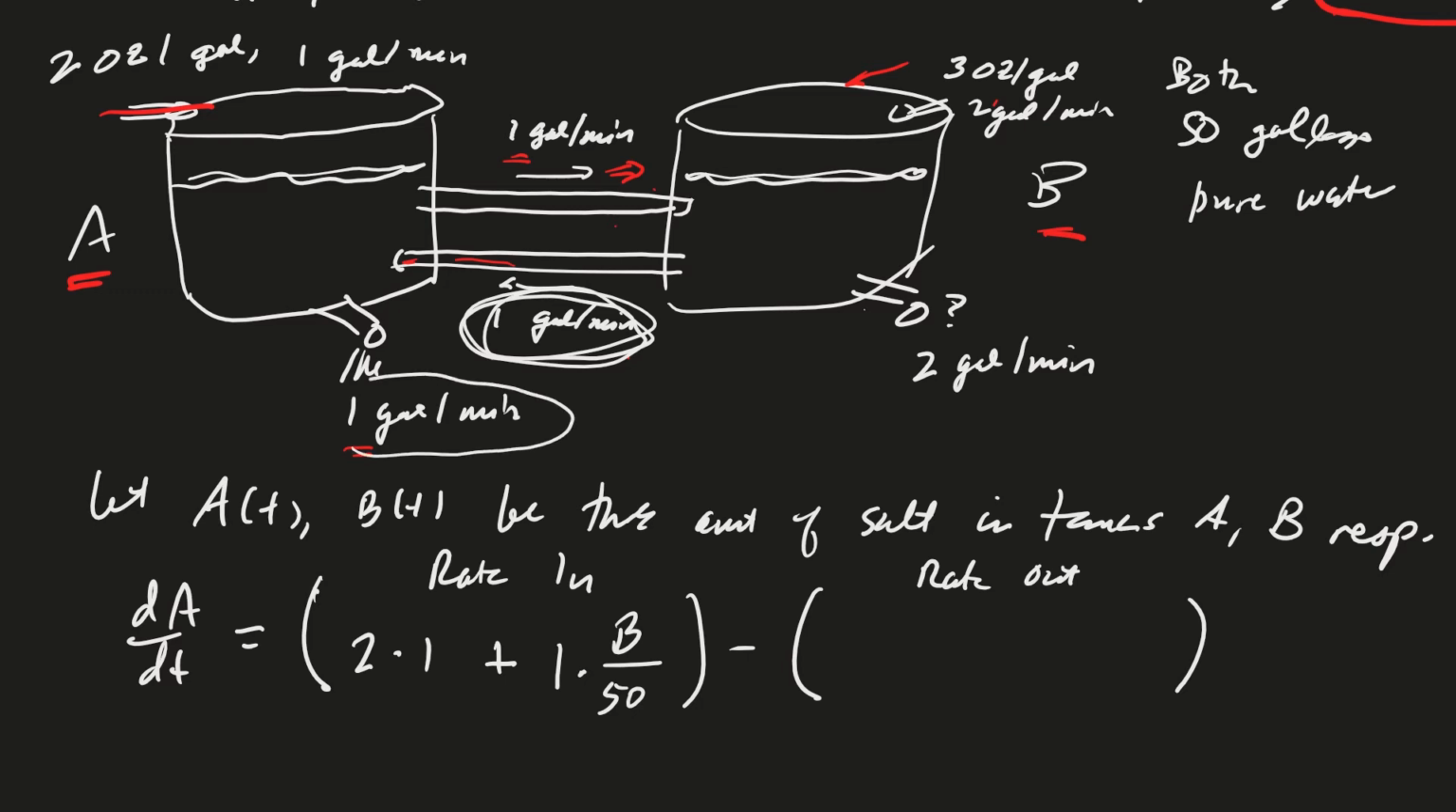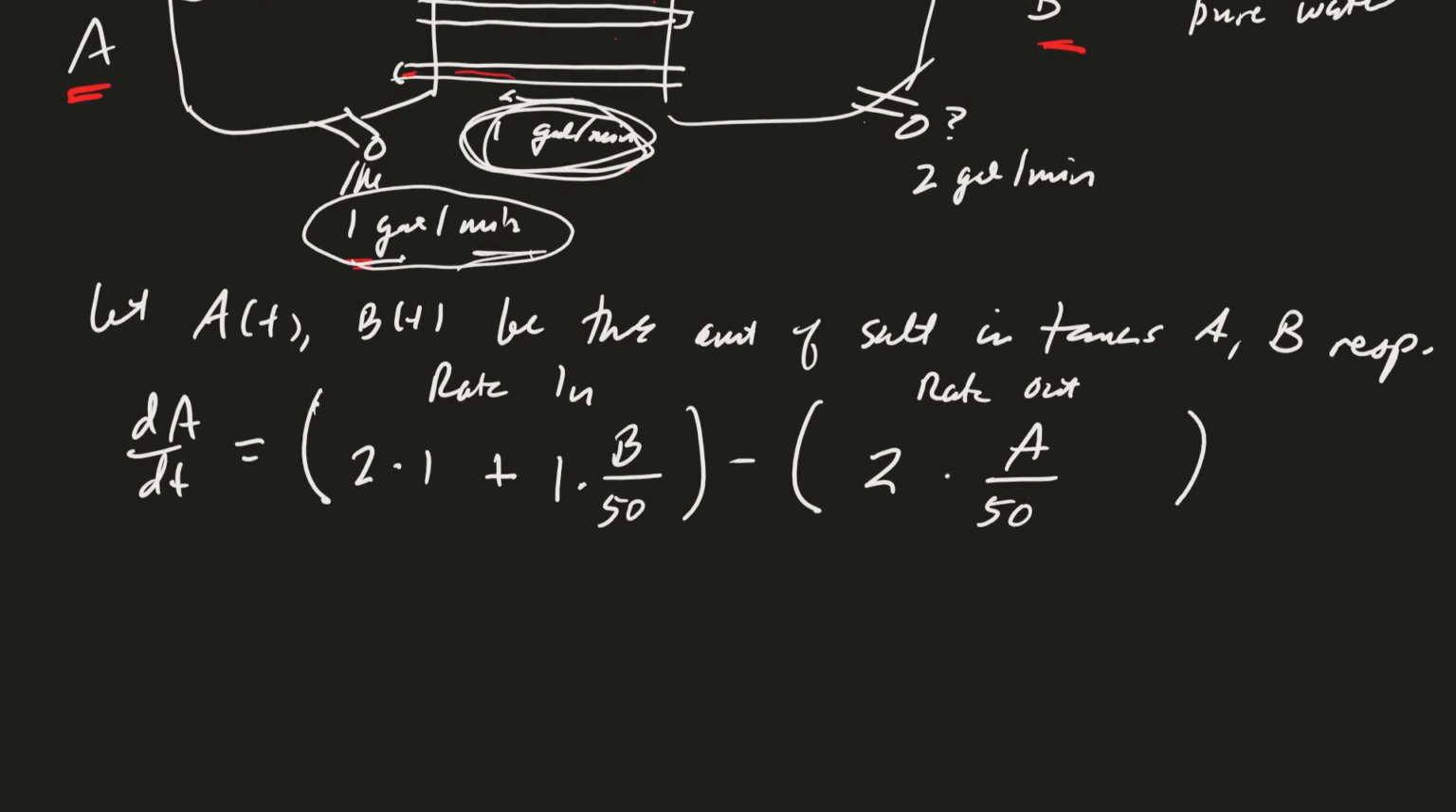Okay, and then I'm going to be subtracting the rate out, which is, let's see, I've got 1 gallon per minute going out here and 1 gallon per minute going out here. Now, does it matter in terms of my mixture where the fluid is going? It doesn't, right? So I can just go ahead and sum these two outputs together, and so I can just say that that's 2 gallons per minute going out, and then that's going to be times A ounces divided by 50 gallons, right? And so this will simplify to ounces per minute. Good. So that's my dA over dt.